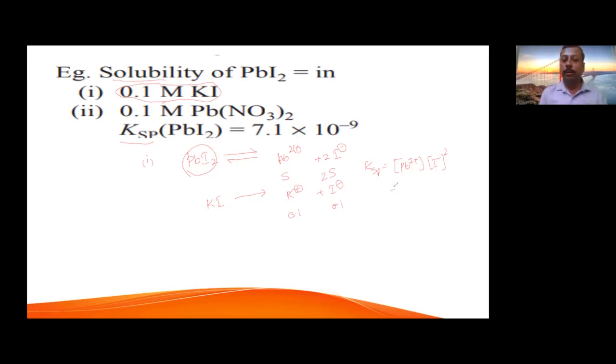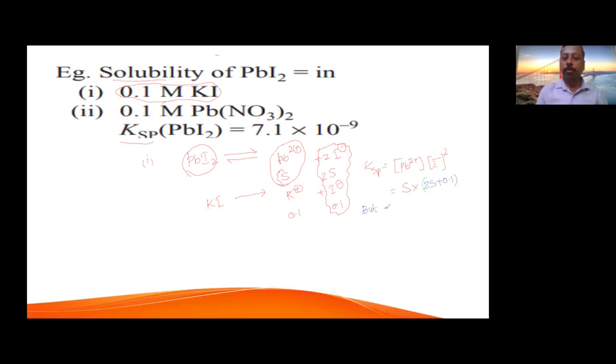Now, what is the concentration of Pb2+? It is only S. But I am getting I minus from both places, so I will write both values: 2S from the PbI2 and 0.1 from the KI. This is the most important step.